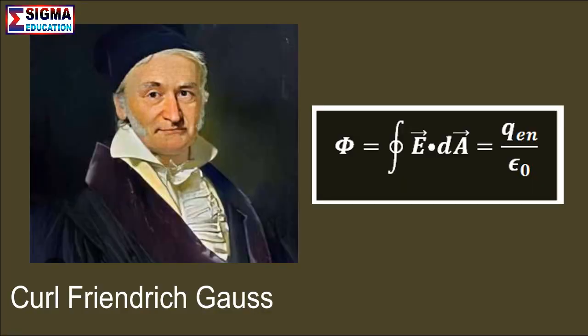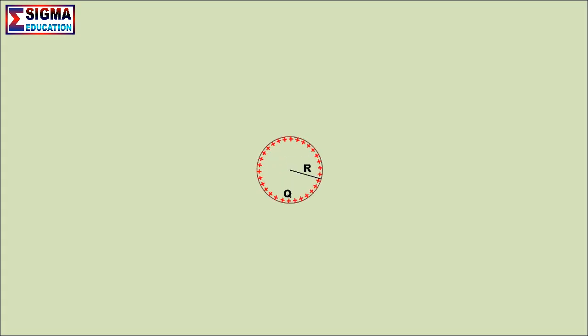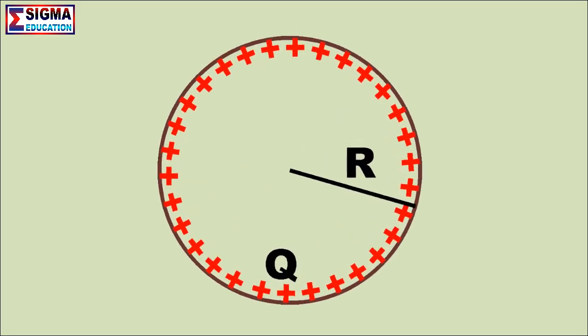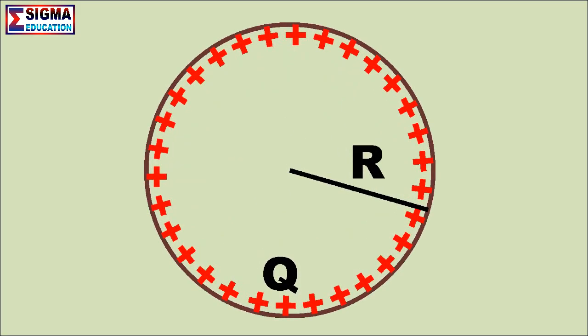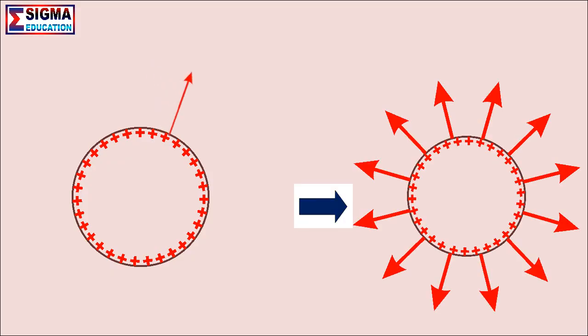Hello everyone. Today we will understand how to calculate the electric field intensity due to a uniformly charged spherical shell. To find it, we are going to apply Gauss's law. First, we consider that charge capital Q is distributed uniformly over the surface of a spherical shell of radius capital R, as shown in the figure. Electric field lines due to this charge distribution are radially outward.